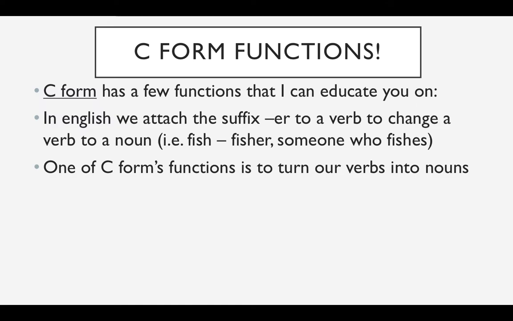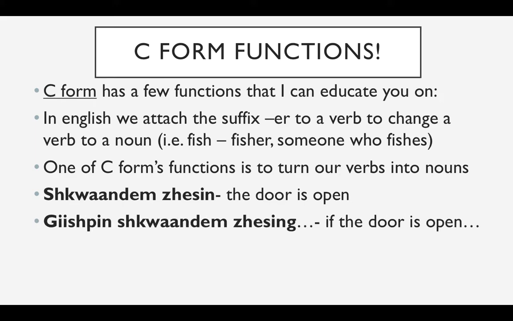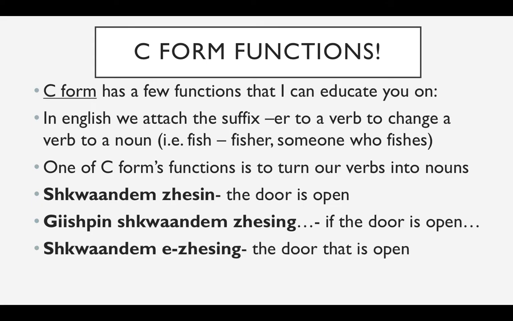One of C form's functions is to do this, to turn verbs into nouns. So one example here is Shkwandem jesin, the door is open. And then we have the B form counterpart, Gishpin Shkwandem jesing, if the door is open. And lastly, the C form, Shkwandem jesing, the door that is open. So this is it in its noun form. We had an added prefix and we kept our B form suffix. So this is understood as a noun here.